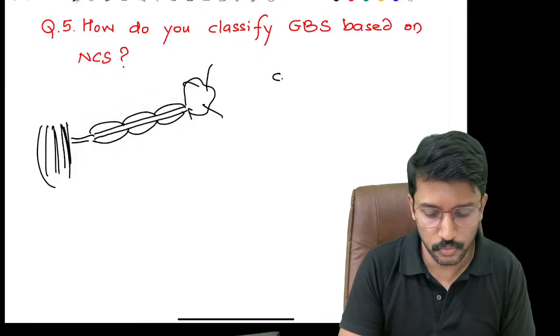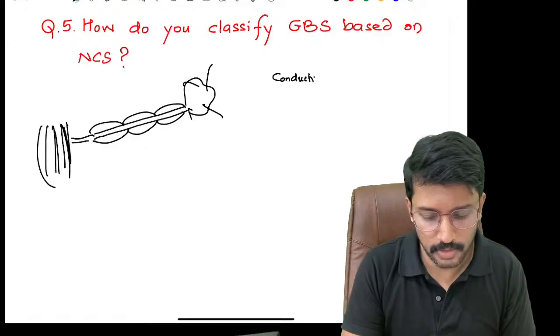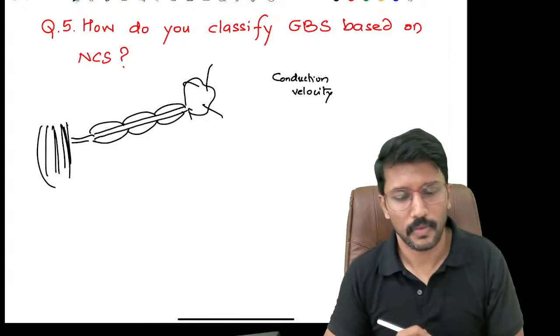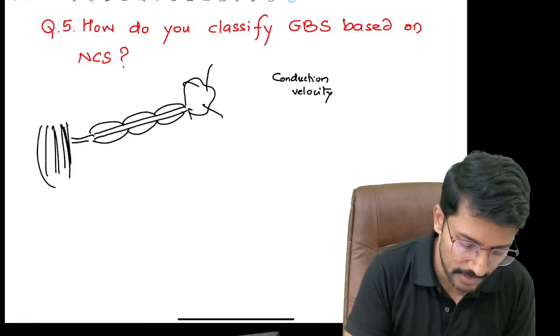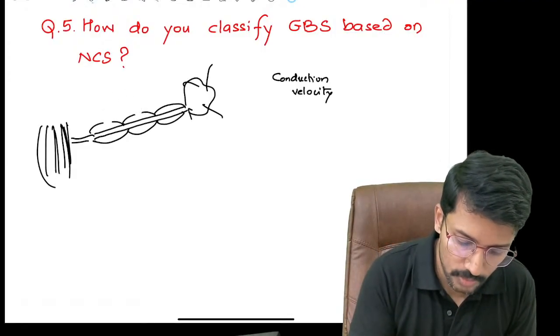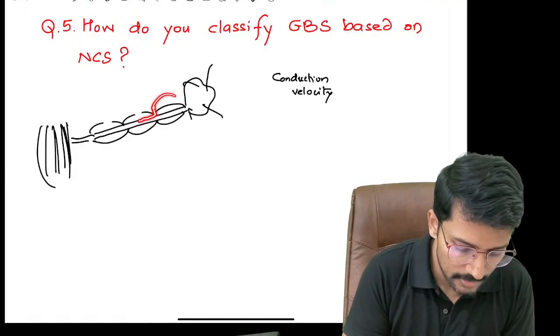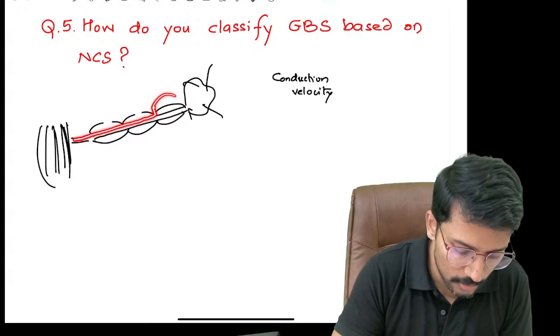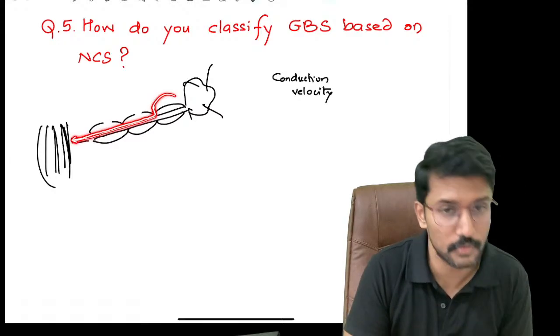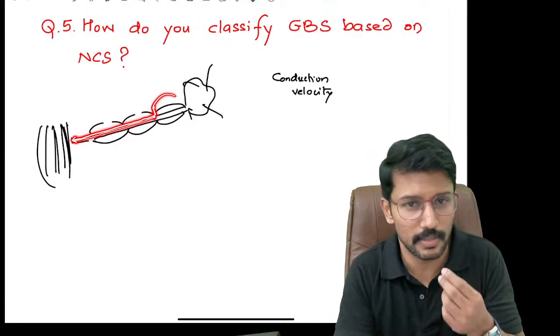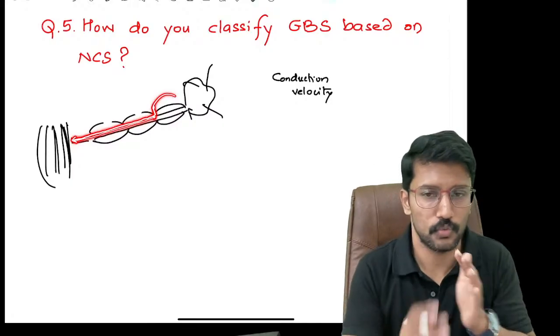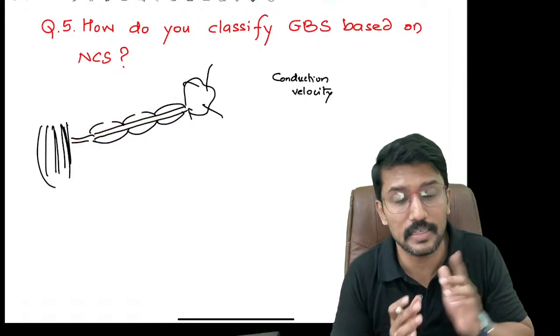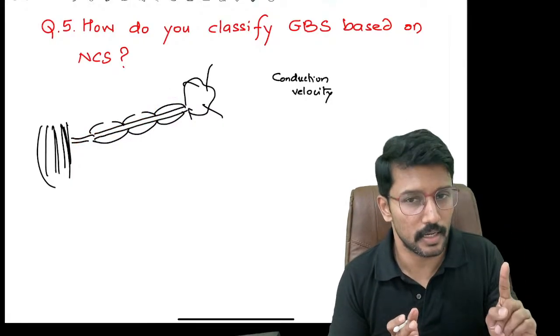So if I have caused damage to the myelin sheath, what will happen to the conduction velocity? Obviously, that will be decreased. If I have damaged the myelin sheath, then saltatory conduction is no longer possible. Then the impulse has to get conducted through the entire depolarization of the axon, and thus it will be slow. So conduction velocity gets decreased when there is demyelination.